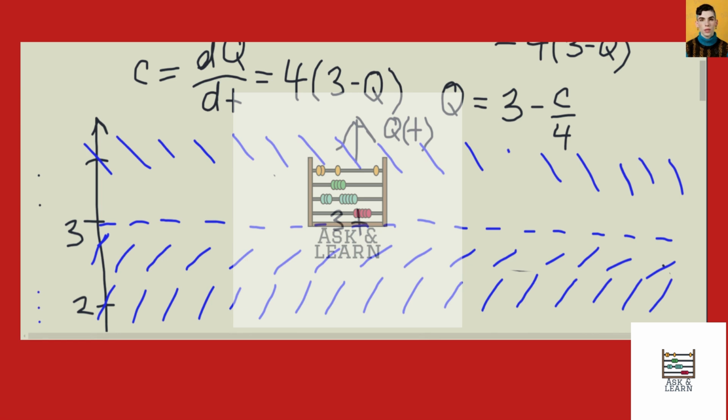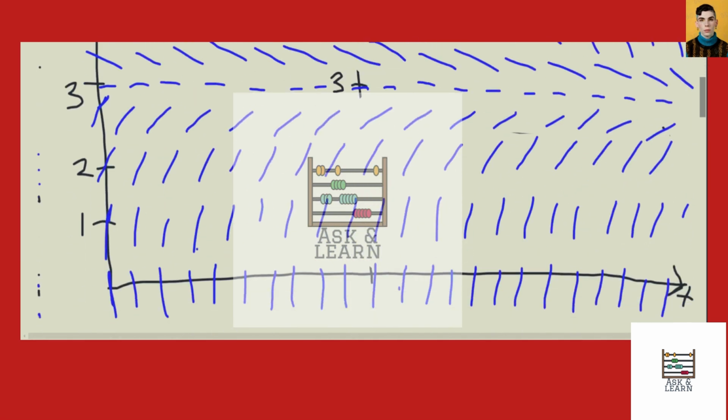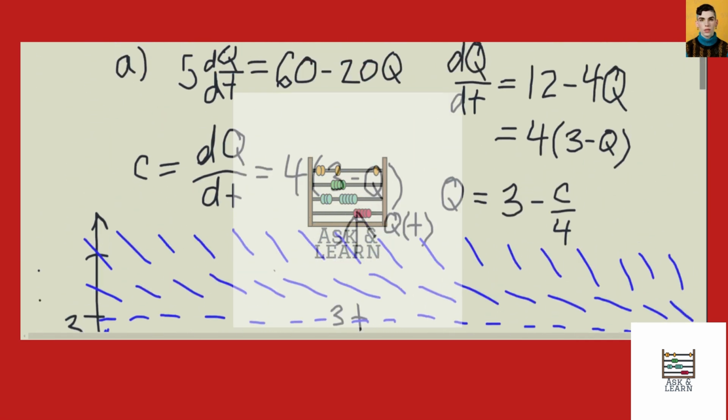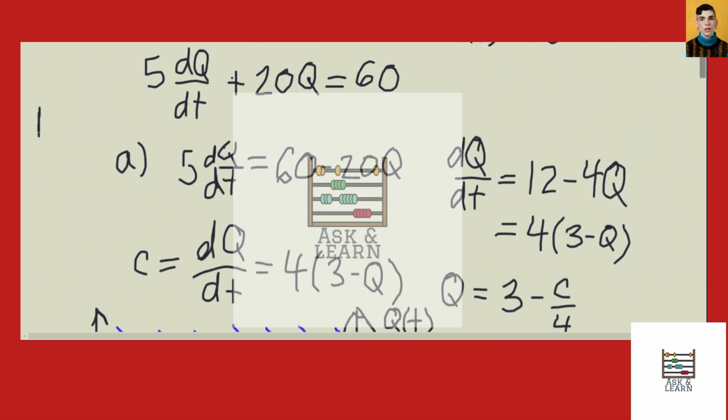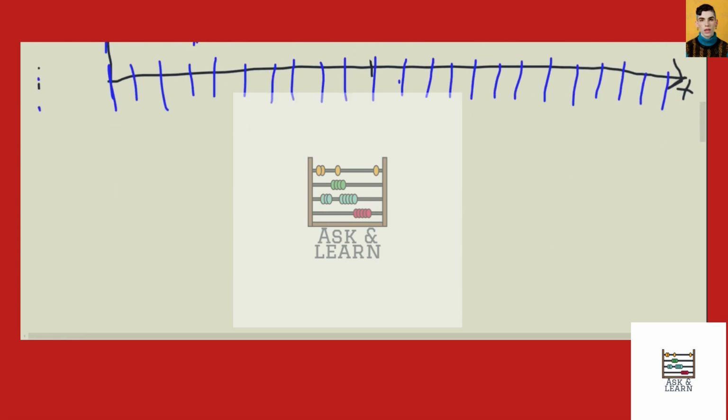And we see that as we get further and further away from the line q(t) equals 3, we simply get steeper and steeper until we're nearly vertical. So this is one part of the slope field, probably the most important part to see. And that's our answer to part A.